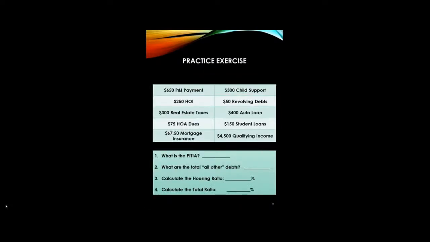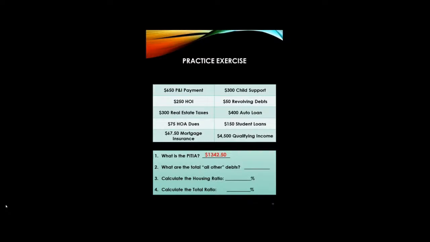So this is a little practice. On the left side of the chart, we have the breakdown of the monthly payment for the mortgage. On the right side, we have the breakdown of the total debts in different categories, and the total qualifying income that we're giving to the borrower. So let's answer the first question. What is the PITIA? Now remember, that's basically everything to the left. There are no exemptions because everything is required on this loan that we're working on, because it's presented to us.